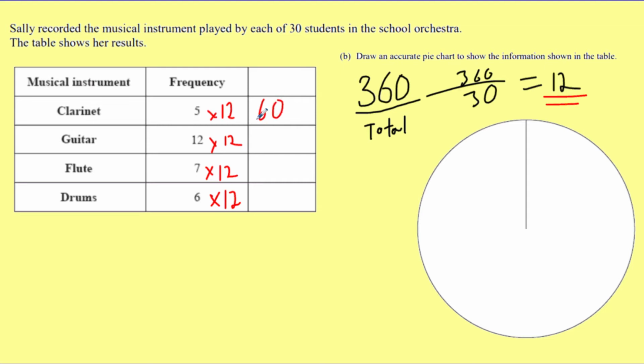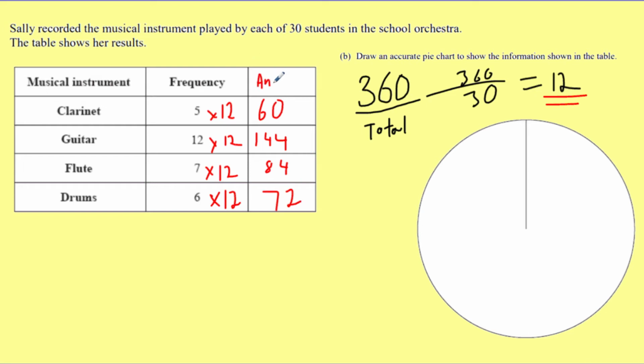5 times 12 is 60. 12 times 12, it's a square number, isn't it? Is it 144? Yes, it is. 7 times 12 is 84. 6 times 12 is 72. Okay, so these are our angles.